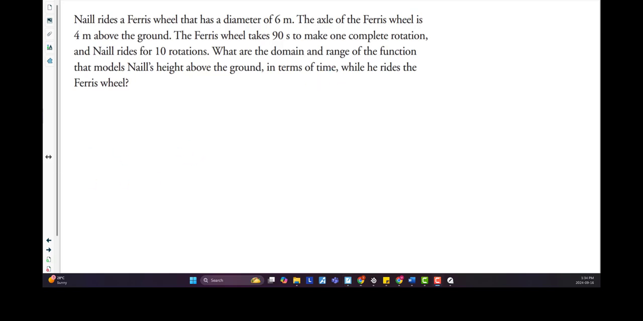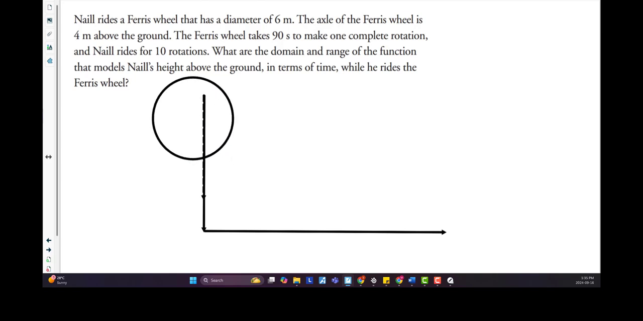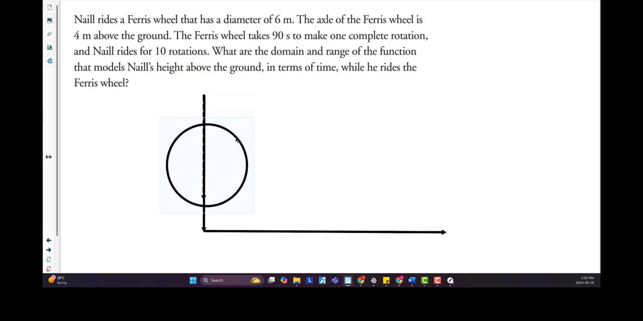All right, so the first thing that we're going to do is make a diagram. We know a Ferris wheel is circular, so let's draw a circle. And they've stated that the diameter of the Ferris wheel is 6 meters. So we know from one end to the other is 6 meters. And we know the axle of the Ferris wheel. So the axle is its center point.